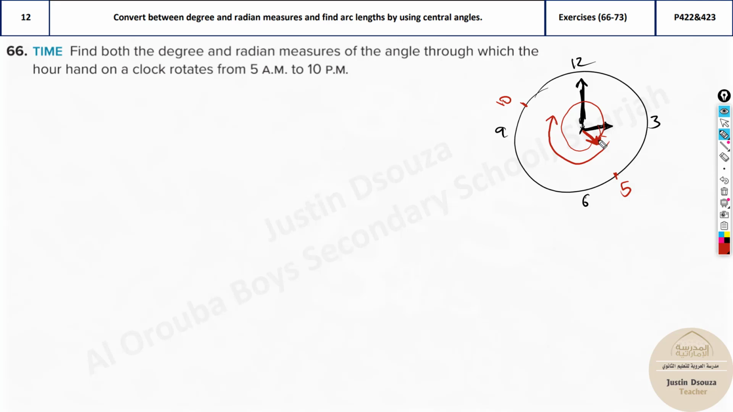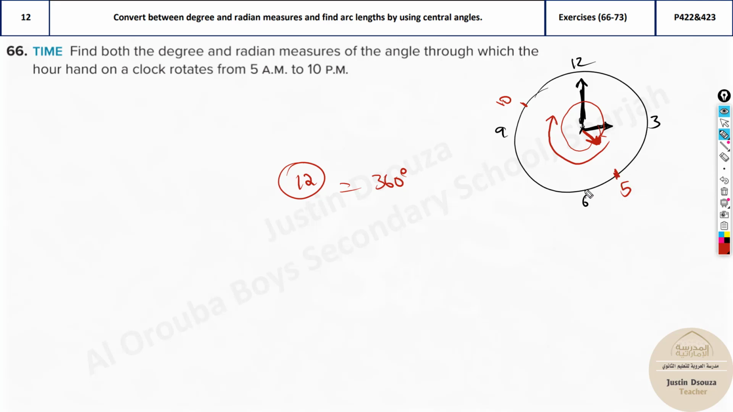We know from 5 a.m. it has to come to 5 p.m., right? From a.m. to p.m. is 12 hours. But 12 hours makes one complete rotation, that is 360 degrees. That's one thing. And then you just calculate from 5 to 10 how many degrees that is.